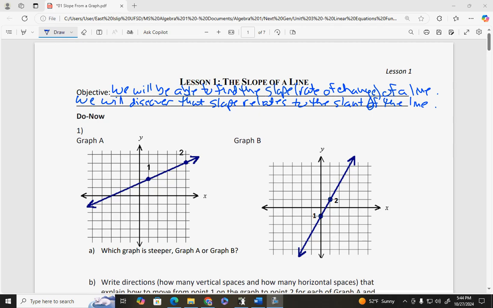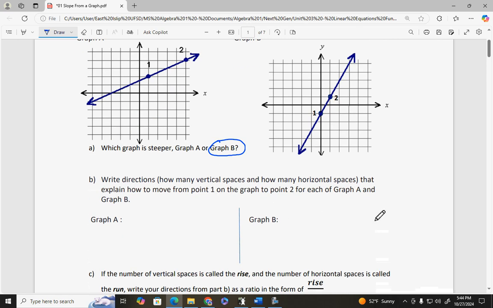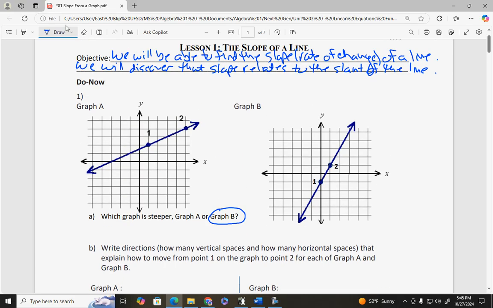So the do now asks us which graph is steeper, A or B. So as long as you understand what it means to be steep, you must have picked graph B. B's line is definitely steeper than A's line. Now, in part B, they're asking us to write directions, meaning how many spaces vertically and how many spaces horizontally to move from point 1 to point 2. I'm going to draw on the graph so that you understand even what the question is asking.